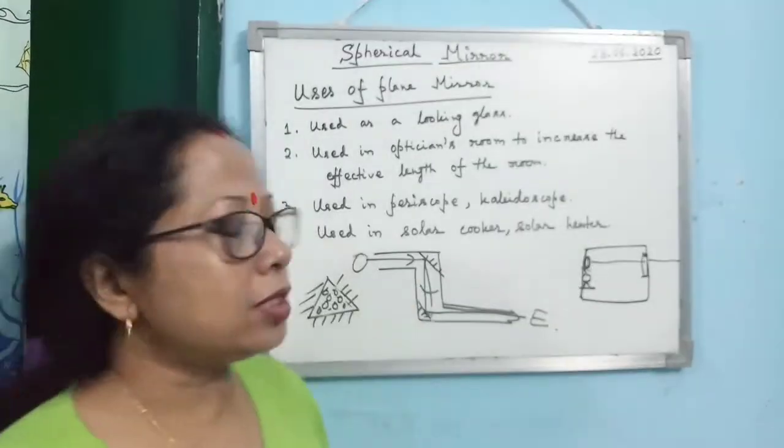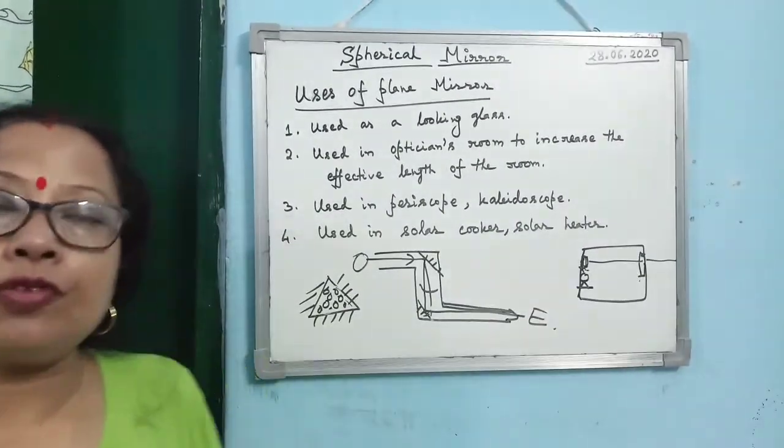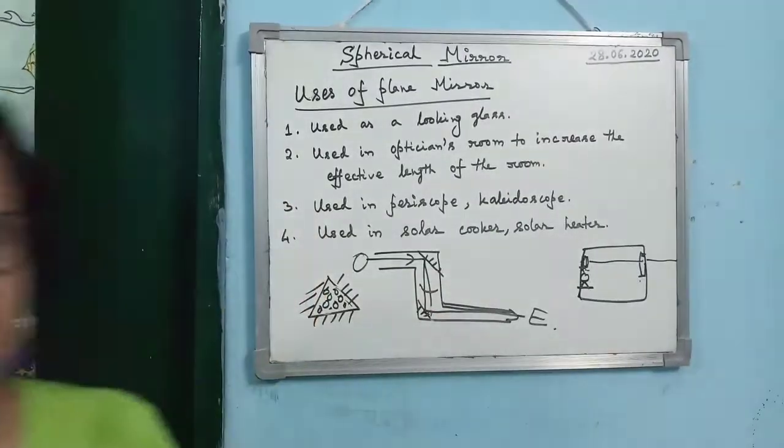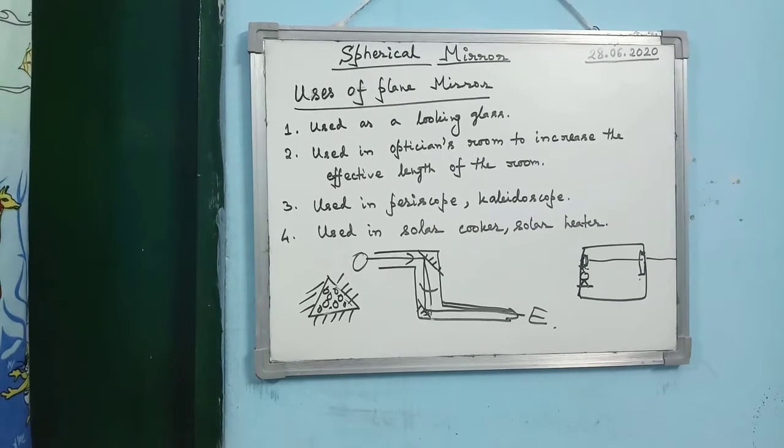Plane mirror is used in solar cooker and solar heater also, just to reflect the sunlight. So these uses of mirrors, the diagrams you don't have to draw. The four uses of plane mirror you must write in the study material copy, and please learn it.